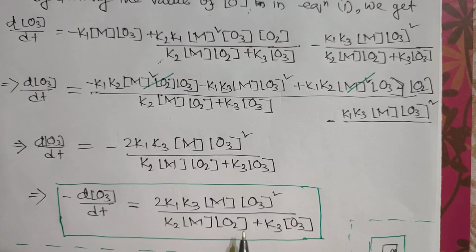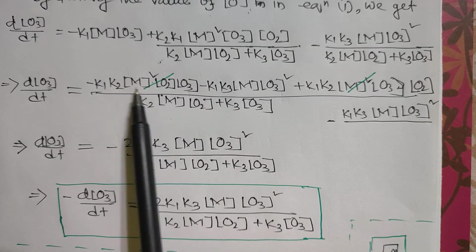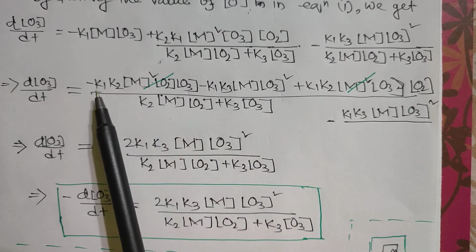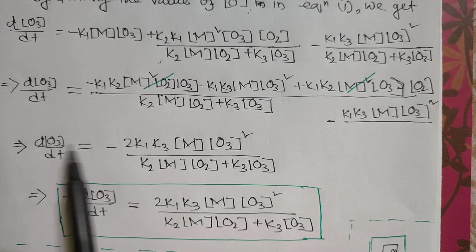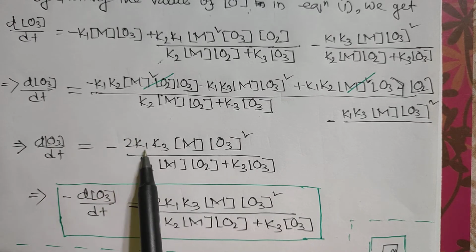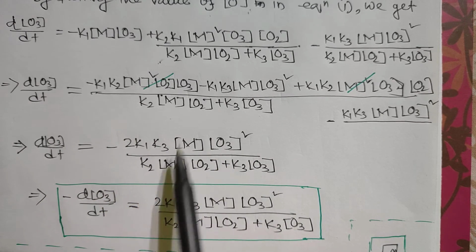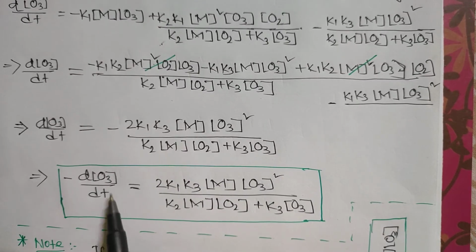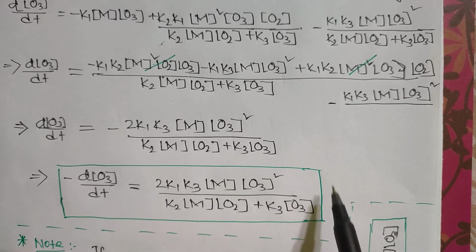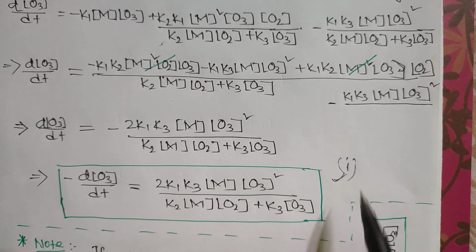Keeping in mind that those K1 K2 terms will be cancelled out, so this is minus, this is positive, and overall dO3 by dt will come to minus 2 K1 K3 this term. But they asked about minus dO2 by dt, so this will be positive. So in this way you can solve this problem. So this is the answer. The correct option is option 1.